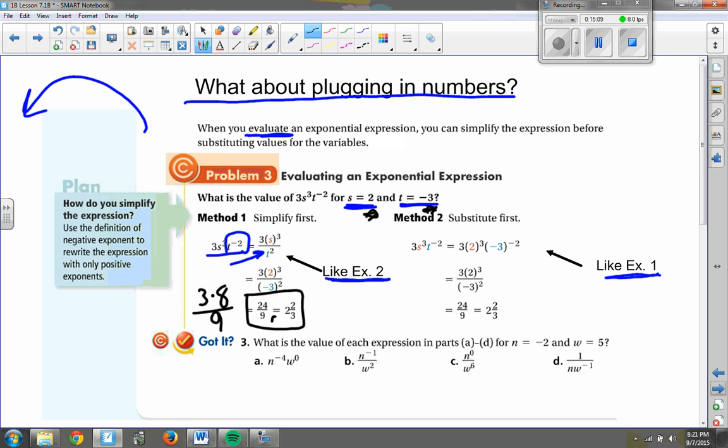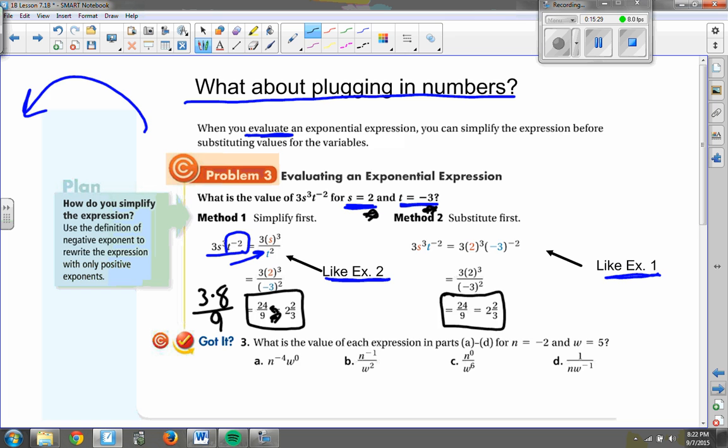This one here, I would like to be simplified on the left. The left answer I would like simplified, the right answer is wonderful. You can see that that is exactly what they got doing method 2, where they plugged the numbers in first and then simplified, making their exponents positive. Either way you want to do it is fine with me.